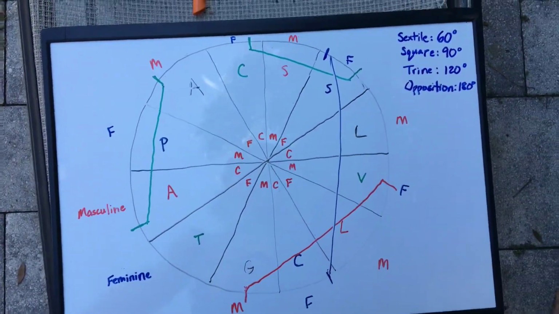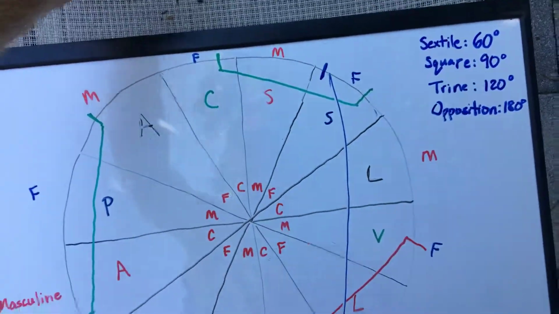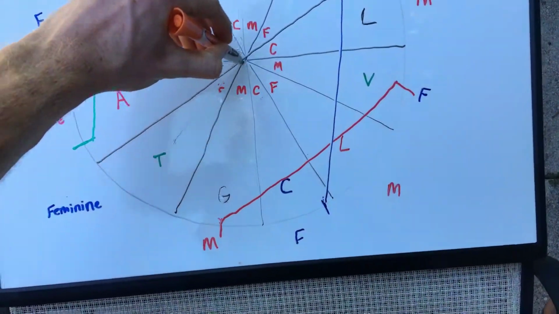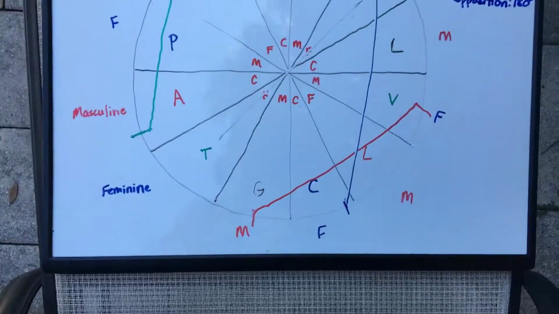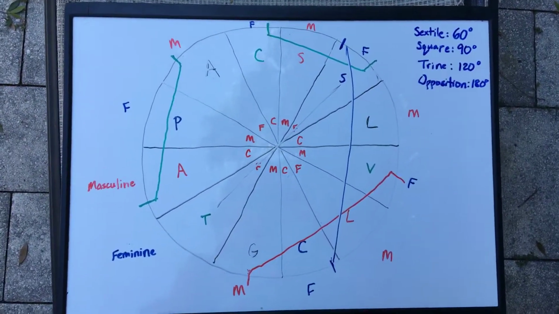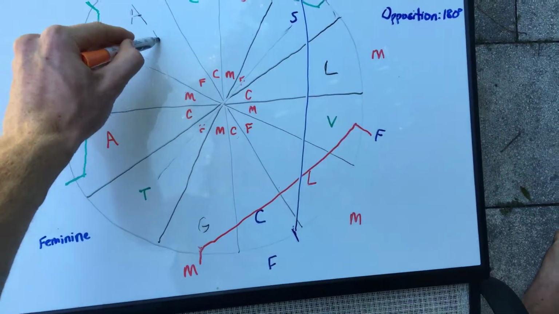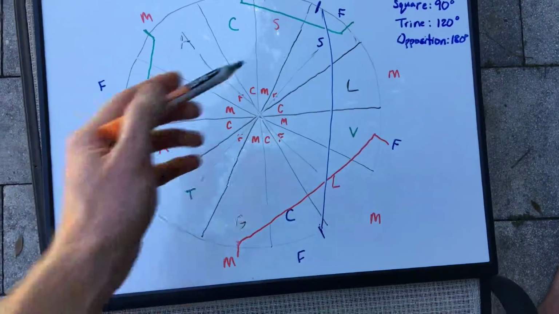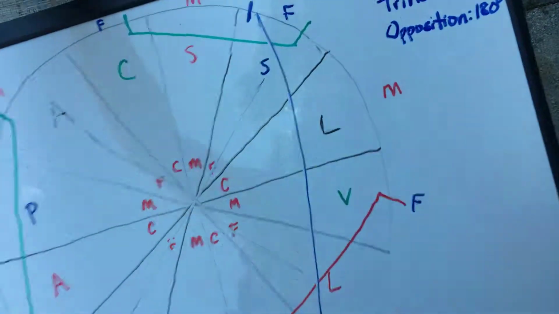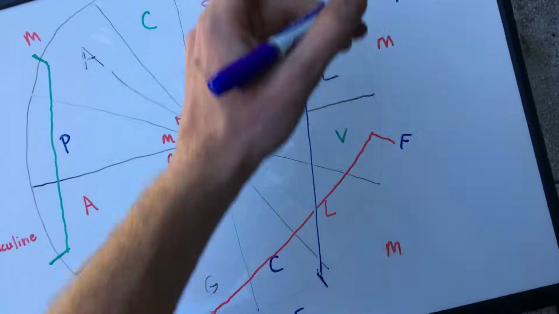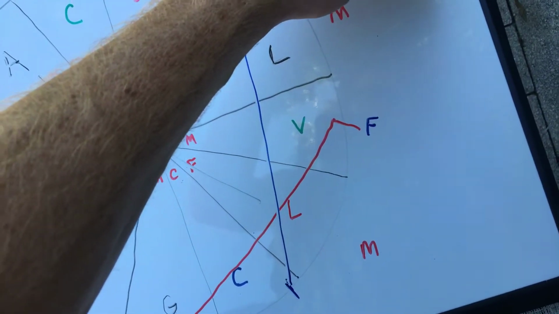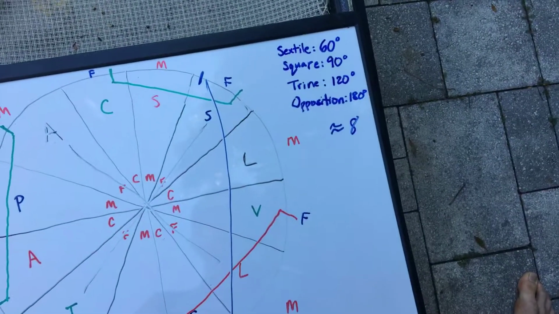And lastly, we have the opposition, which is the simplest aspect in an astrology chart. And that's when anything is directly across from another planet, such as Taurus and Scorpio, or Aquarius and Leo. And with all of these aspects, we'll be looking for anything with about 8 degrees or less of separation.